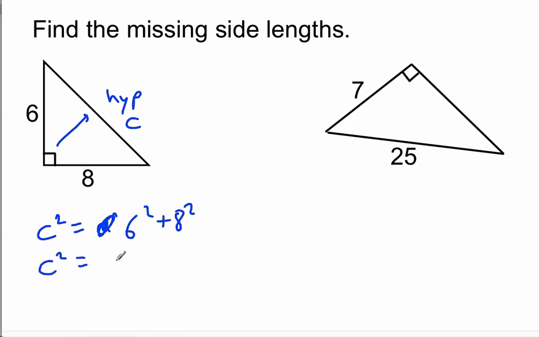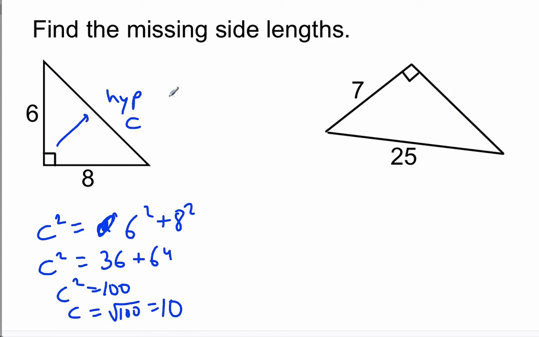Working that out, we get C squared equals 36 plus 64. C squared equals 100, so C equals the square root of 100, which equals 10. So this missing side length is 10.